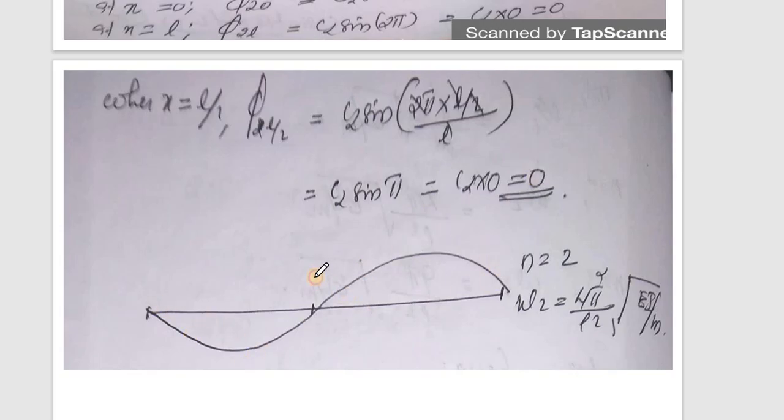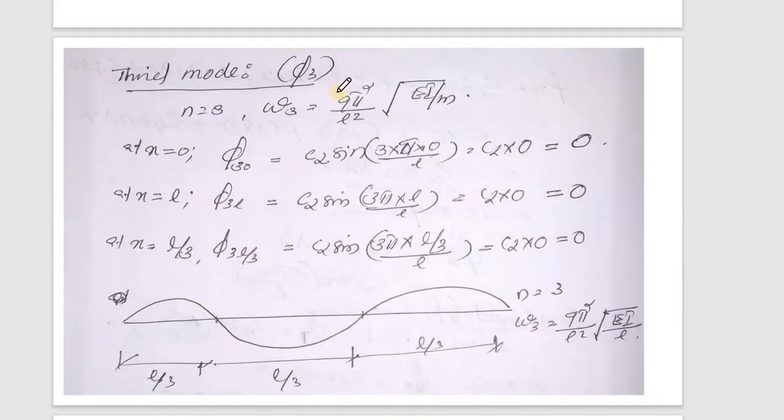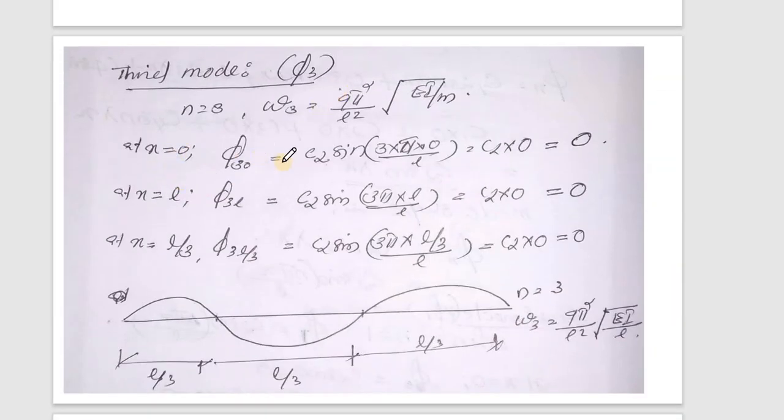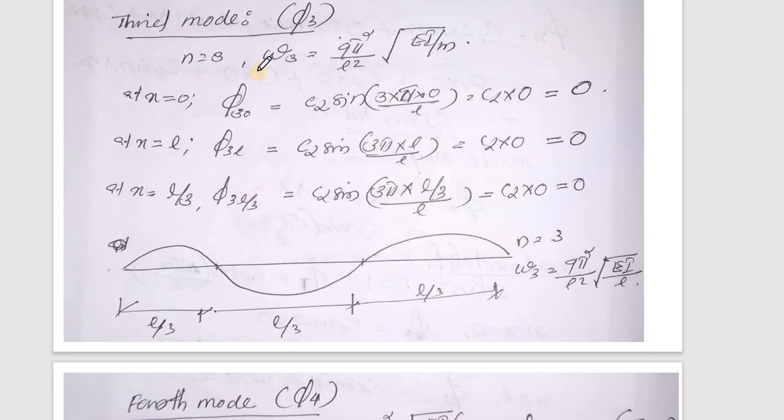That is at x is equal to L by 2. Now I am considering the third mode shape. At x is equal to 0, it is 0. At x is equal to L, here it is written φ3 at L, which means for the third mode shape, that is 0. Now when it is coming to x is equal to L by 3, it is also 0. Therefore this will be our third mode shape.